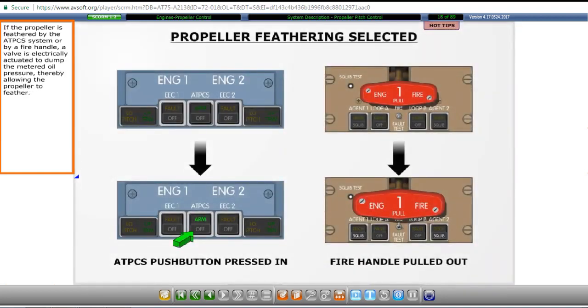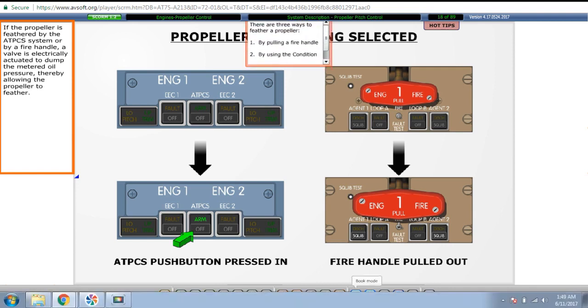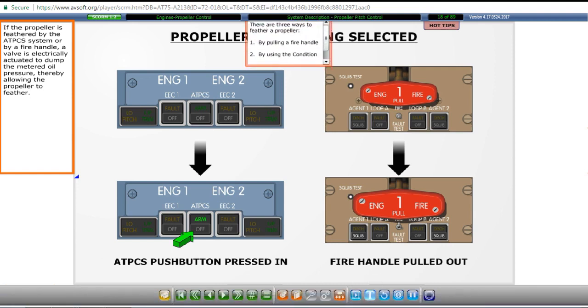If the propeller is feathered by the ATPCS system, or by a fire handle, a valve is electrically actuated to dump the metered oil pressure, thereby allowing the propeller to feather.